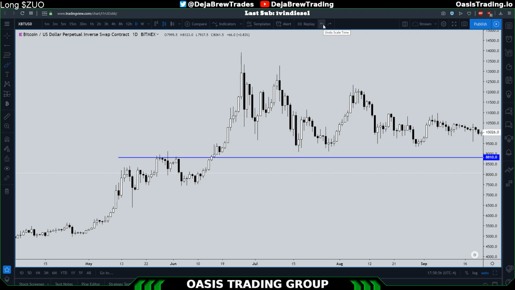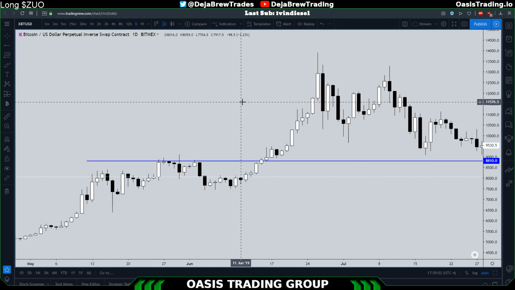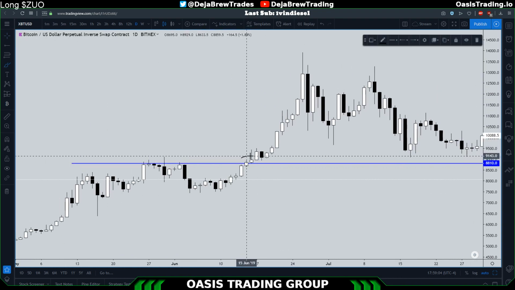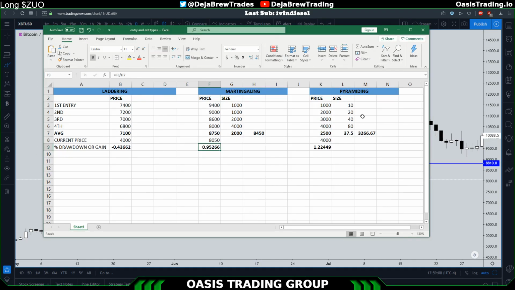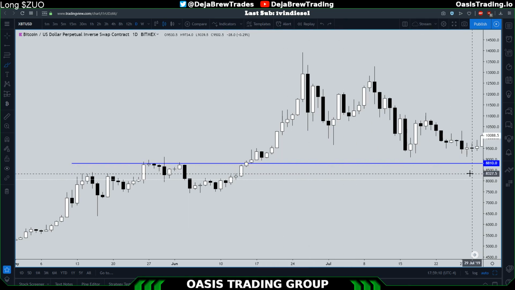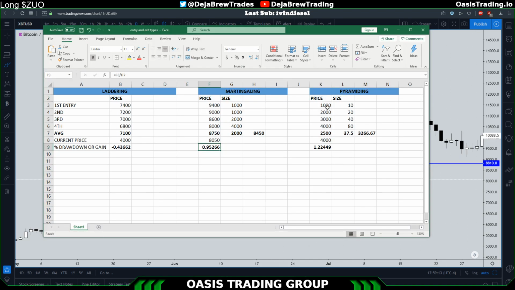I'm never going to build into it if it goes against me. Okay? So let's say I enter half size here. What's that price? Let's say the price is 8,800. My full size is 10,000. Let's say my half size is 5,000. Okay?